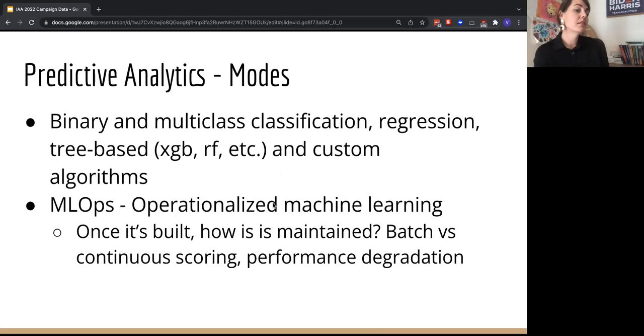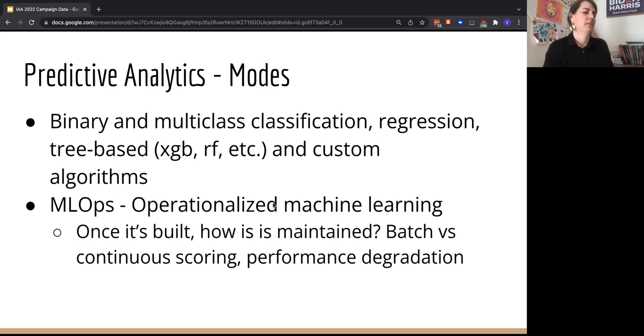Okay, the second big piece of our work is in predictive analytics, machine learning flavored predictive analytics. So a lot of what we do is binary and multi-class classification, regression. We're using a lot of tree-based algorithms, but we also have custom algorithms that we've developed in-house for our very niche purposes, where there are things that just don't exist to do those things yet. The other big part, aside from the kind of statistical tools that we use, are on the operations side.